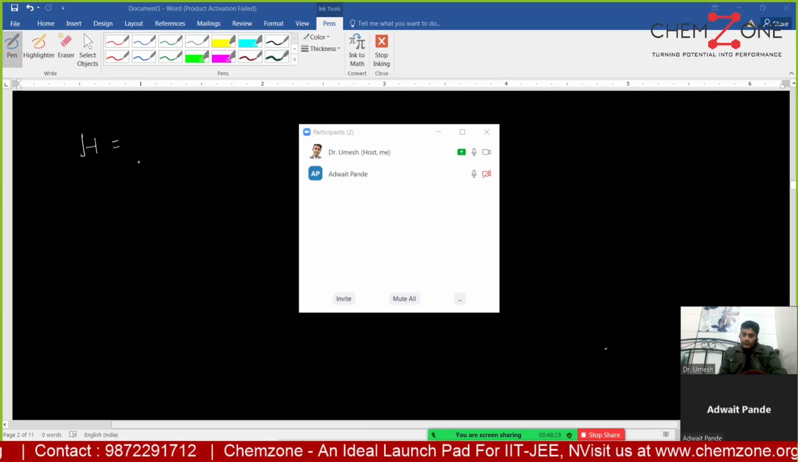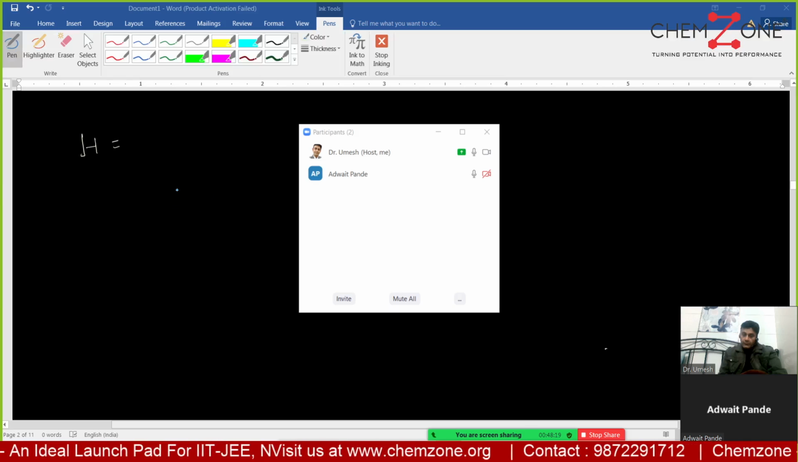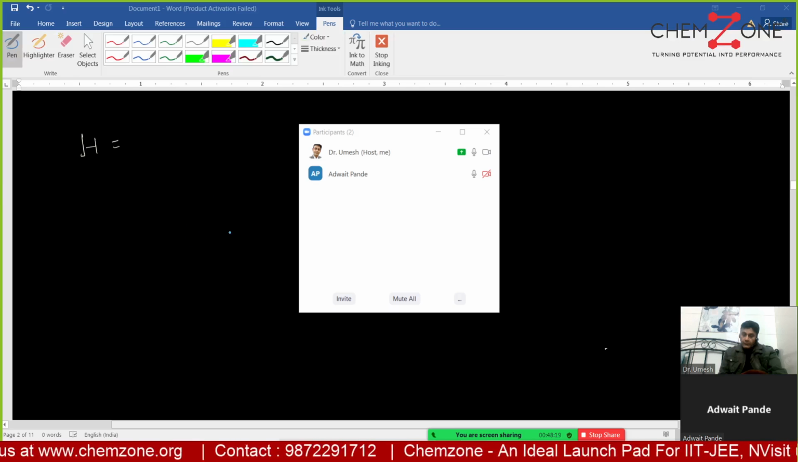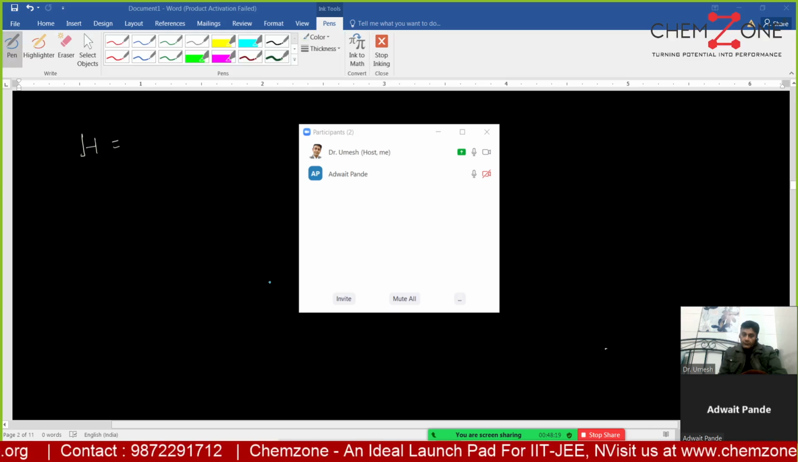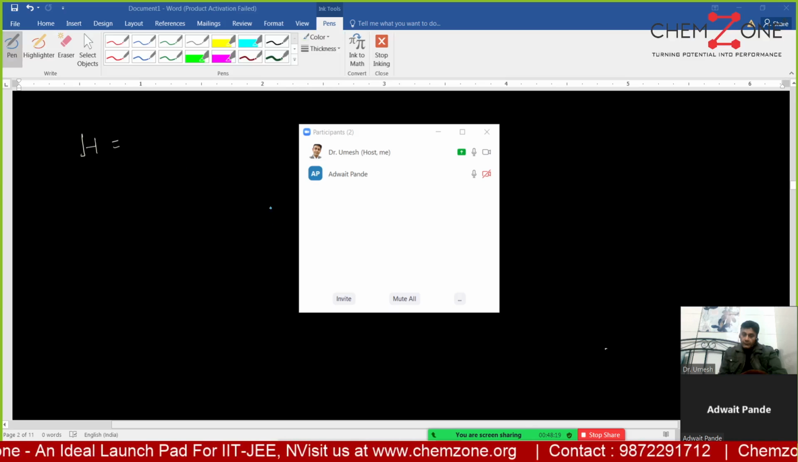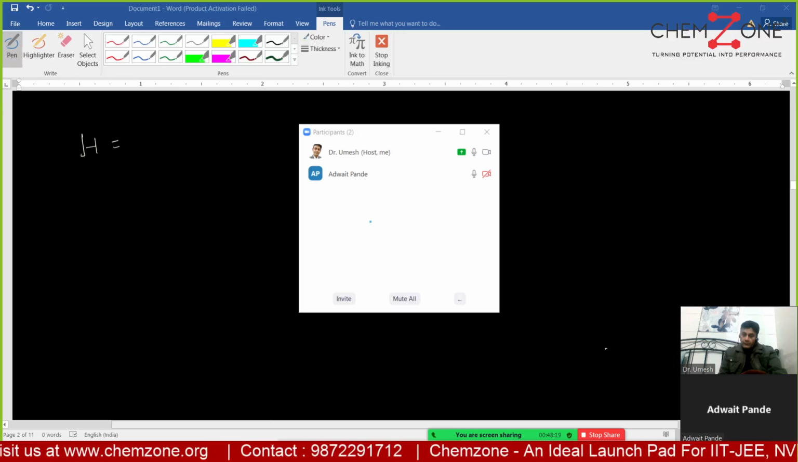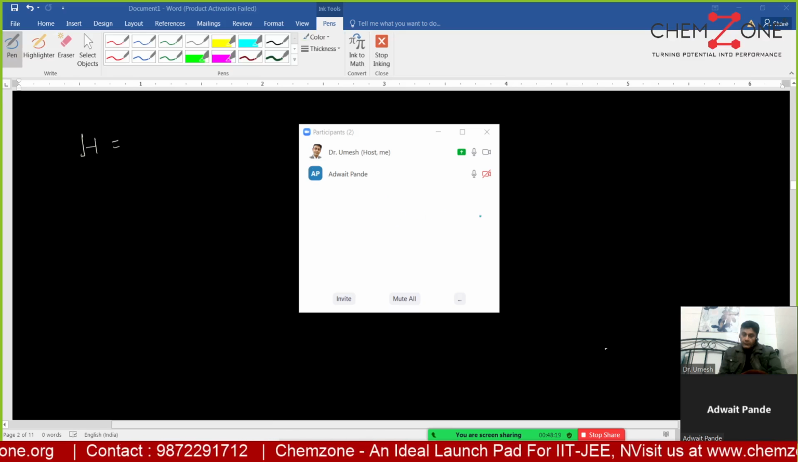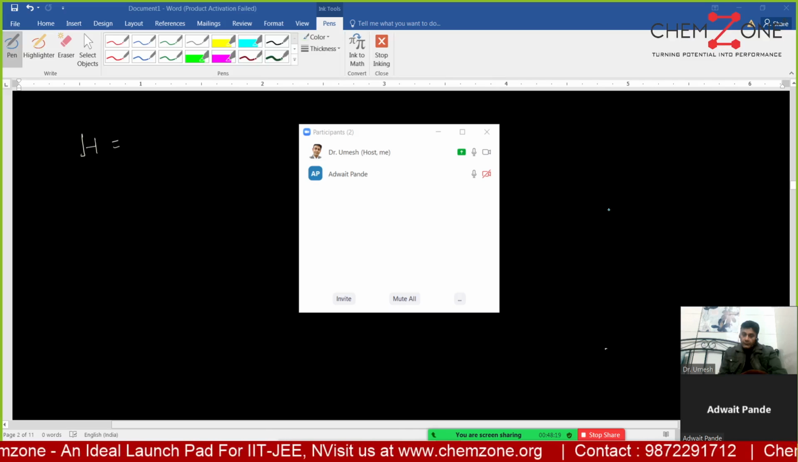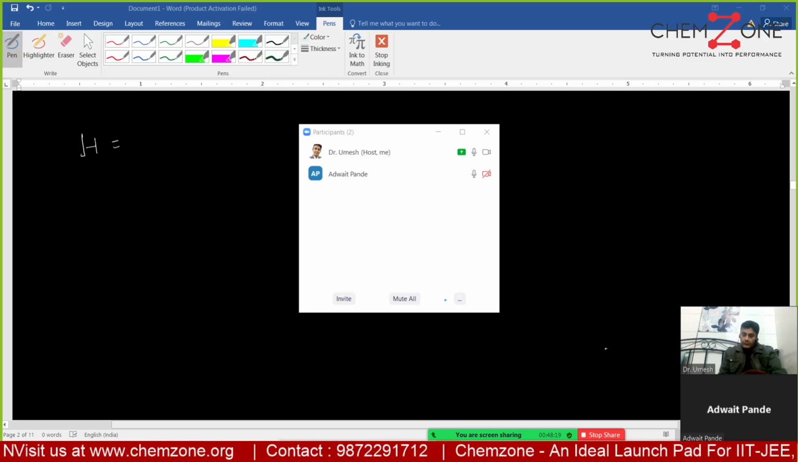Now suppose I had to calculate the hybridization of phosphorus in phosphine. So hybridization is equal to 1 by 2 into central element is the phosphorus where I have 5 valence electrons. Monovalent are 3 because hydrogens are 3 in number. Negative charge 0, positive charge 0. So it is 8 by 2, that is equal to 4. 4 means sp3. sp3 hybridization. Understood?